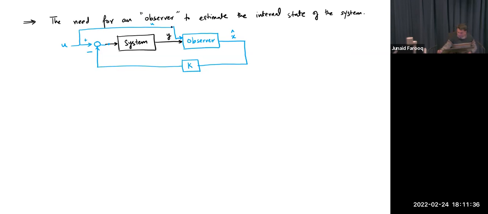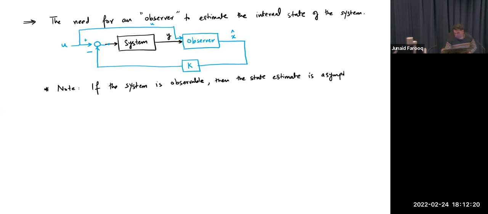And if the system is observable, so note, now comes the property of the observability of the system. So if the system is observable, then the state estimate is actually asymptotically accurate. So which means that, let me write you the whole equation here. So the state estimate is asymptotically accurate. So let's call this the state estimate X hat of T.